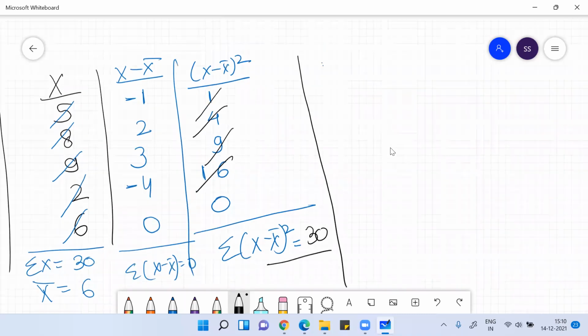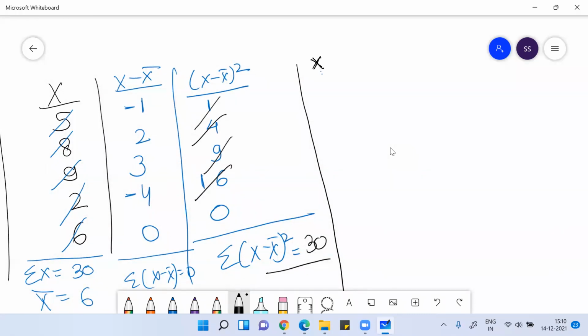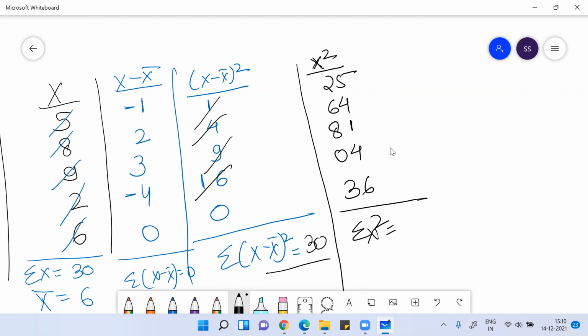Okay, another formula you can use is x square. So you have x, you find x square: 25, 64, 81, 04, 36. You get the sum of x square. So the sum of x square, if I do 36 plus 4, 36 plus 4 is 40. Sorry, how much are you getting? 210. Okay, so the sum of x square you get is 210.